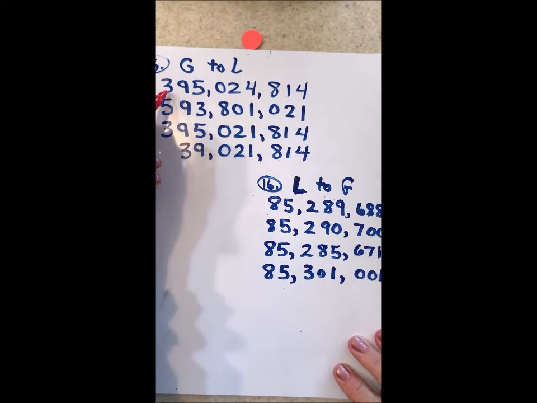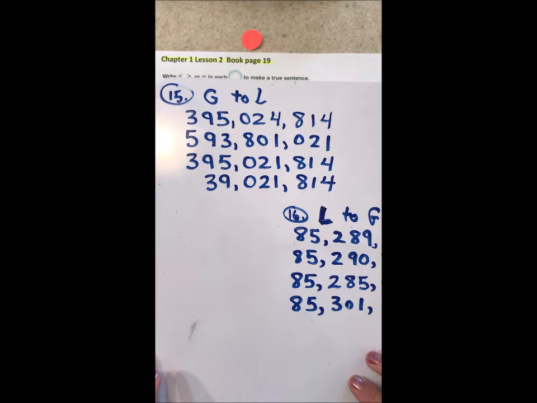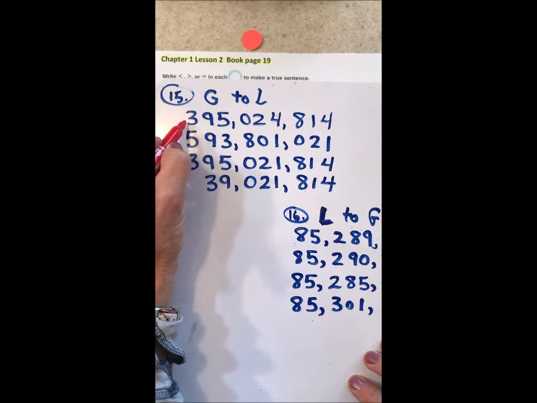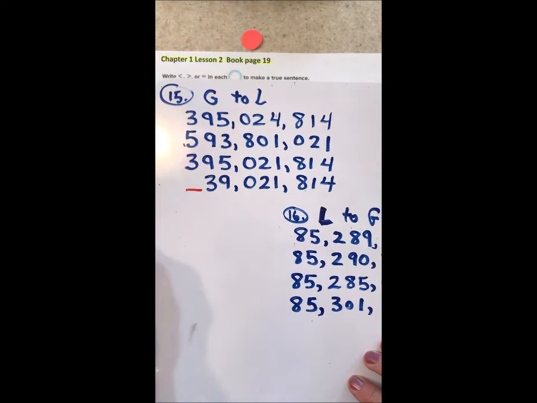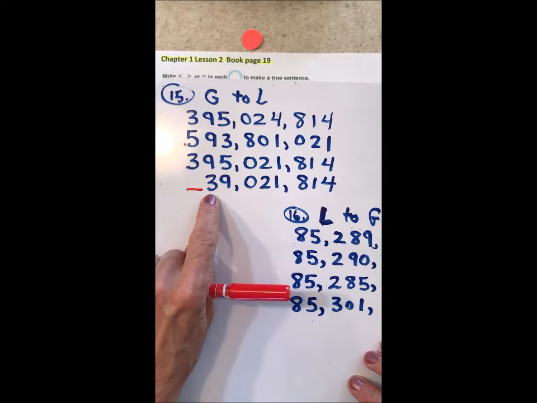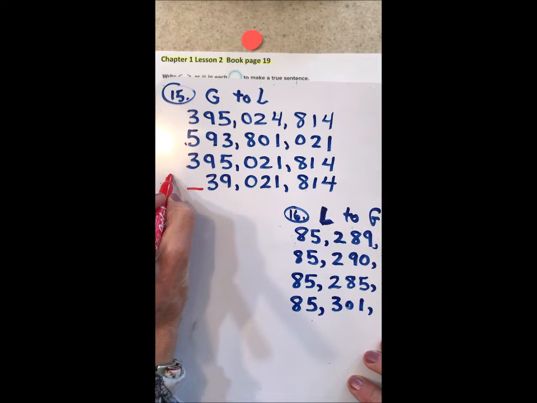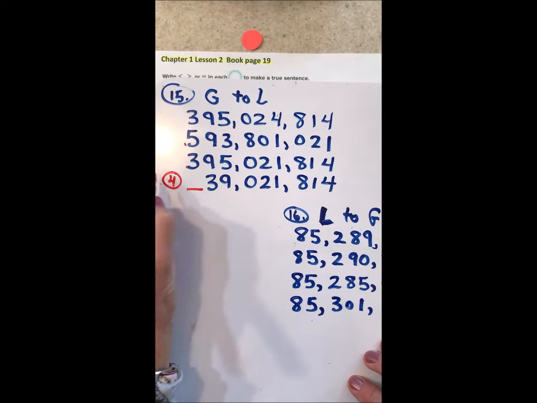So, starting in the greatest place value, starting in the 100 millions, I have a 3, I have a 5, I have a 3, and I have nothing. So I can see right away this is going to be the least because they don't have anything in the 100 millions. I'm going to write a number 4 next to this one because when I go from greatest to least, I know this will be the last one, no matter what. Now I need to go back and compare these.